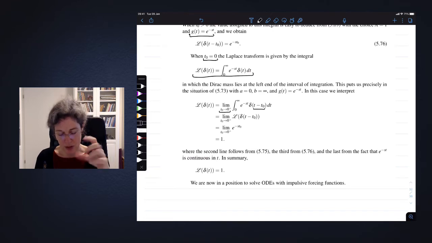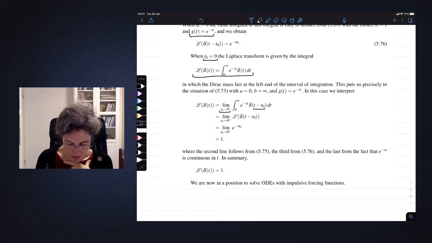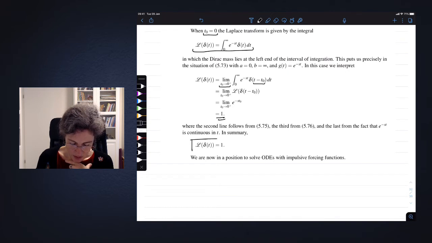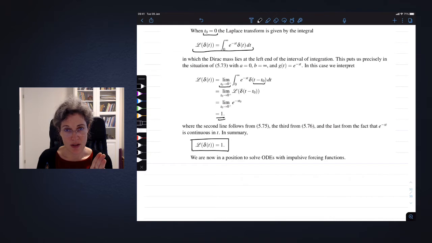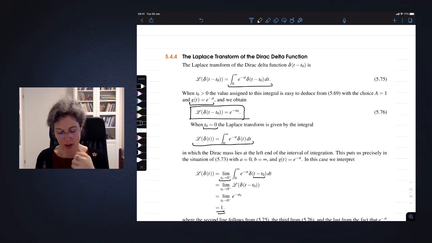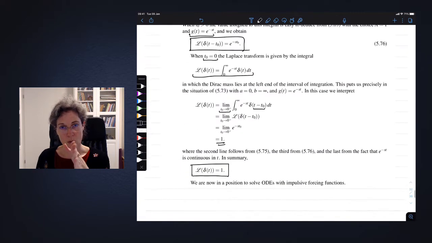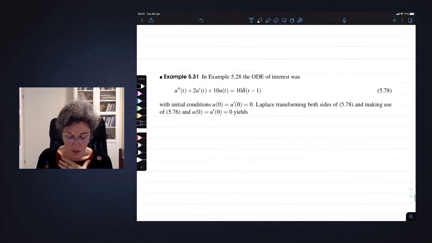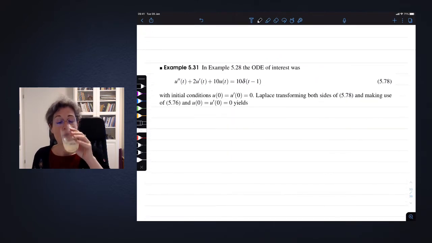And you can work this out. If you follow this through, you end up with the Laplace transform is just 1. So if you're looking at the Laplace transform of the Dirac delta not shifted, then it's just equal to 1. The Laplace transform of the Dirac delta shifted away from 0 is e to the minus st0, where t0 is where it's centered.